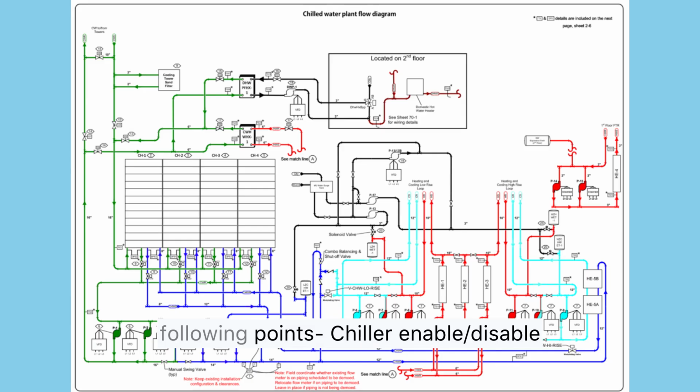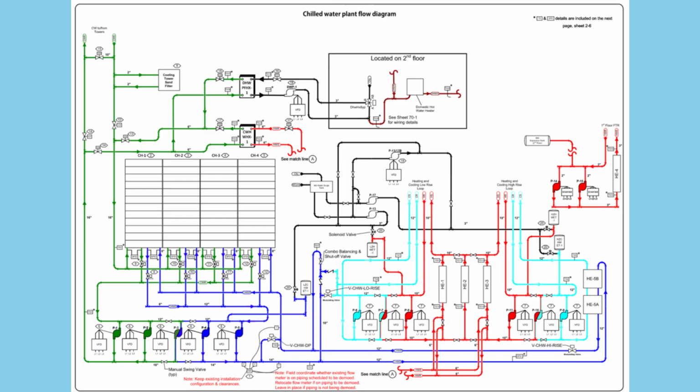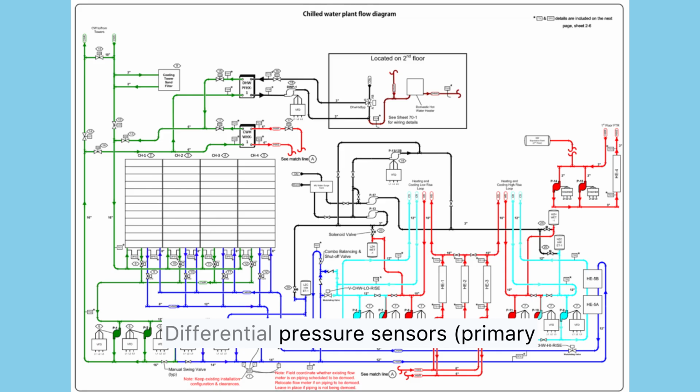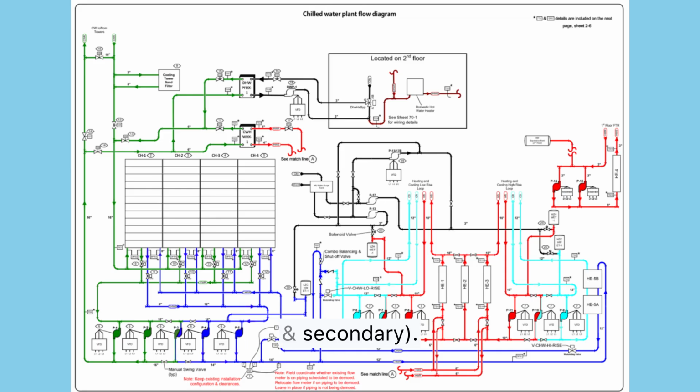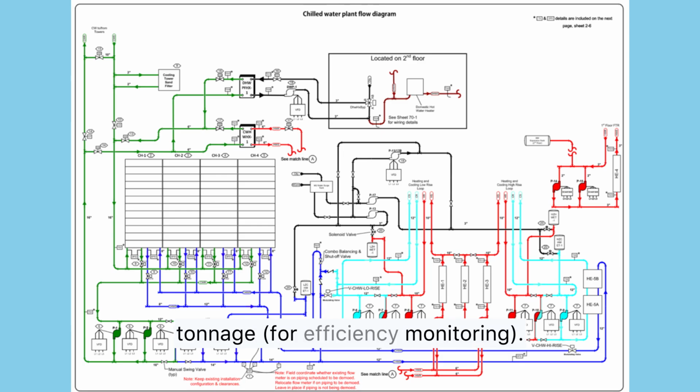BMS will monitor the following points: chiller enable, disable, per bank. Pump VFD speed, status, runtime, priority, alarms. Flow valve positions, CW and CHW sides. Differential pressure sensors, primary and secondary. Chilled water temperatures, supply, return, decoupler. Delta T and load calculations. Individual chiller kilowatt per tonnage for efficiency monitoring.